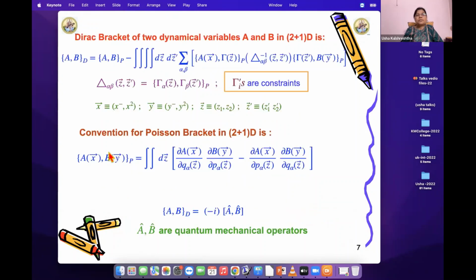then the theory loses its gauge invariance. Now, for the Dirac bracket of two dynamical variables A and B, we use the following convention in 2+1 dimensions. And here, these gammas are the constraints of the theory, and this delta is the matrix of Poisson brackets among the constraints. And this is our convention for the Poisson brackets among two variables, A and B, in 2+1 dimensions. And finally, one can make the transition to quantum theory by writing down this Dirac quantization rule, where this Dirac bracket goes to minus i times commutators. So here A hat and B hat are now quantum mechanical operators.